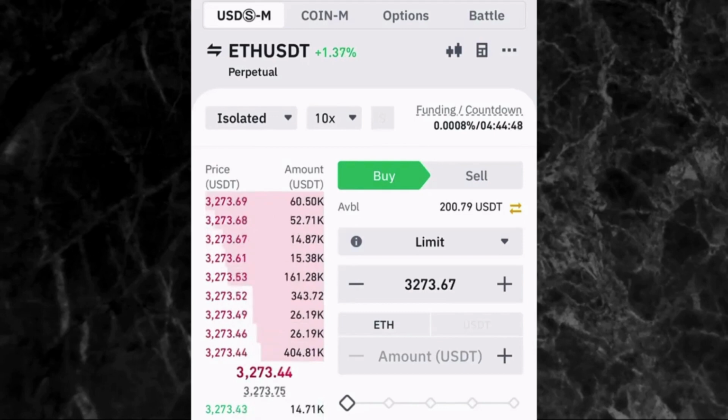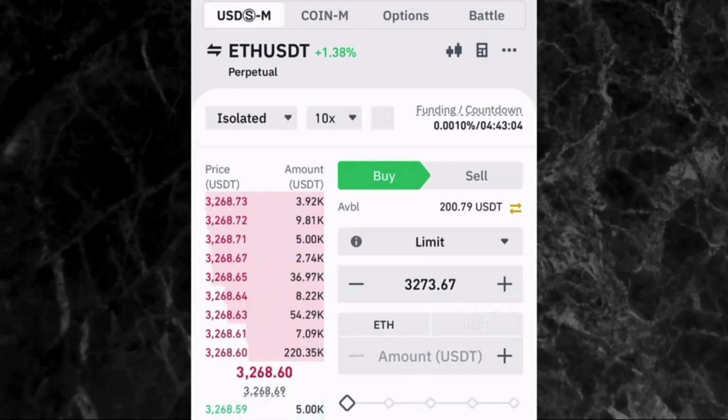But for COIN-M, you're actually using a cryptocurrency to trade. So you can use BTC, BNB, ETH, or any other cryptocurrency to trade. So that's all the difference between the two. They are both futures trading. For this video, I'm going to be using the USDS-M futures, which means you are using your USDT to trade.